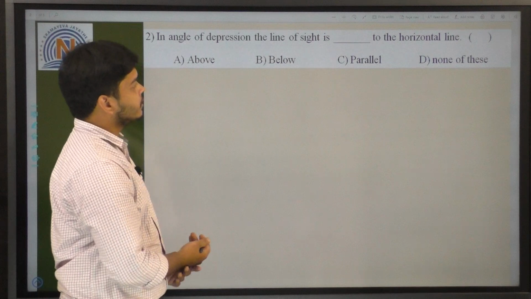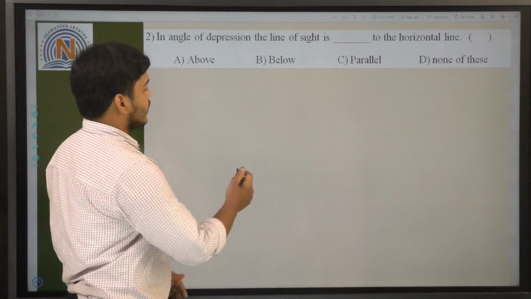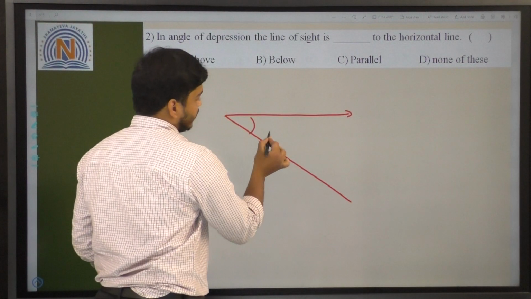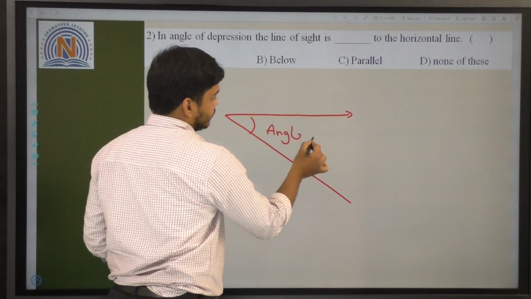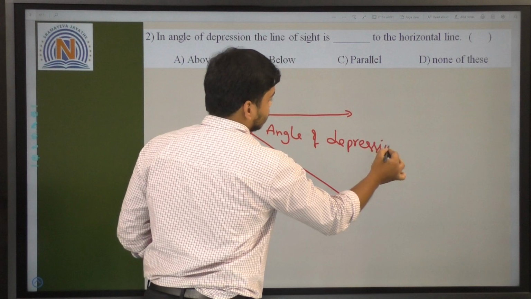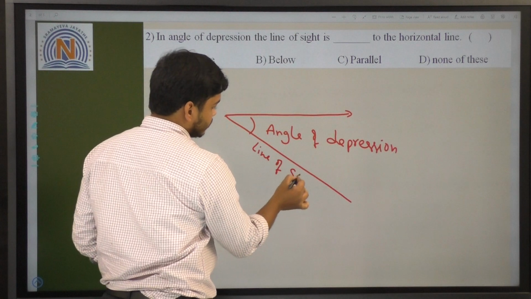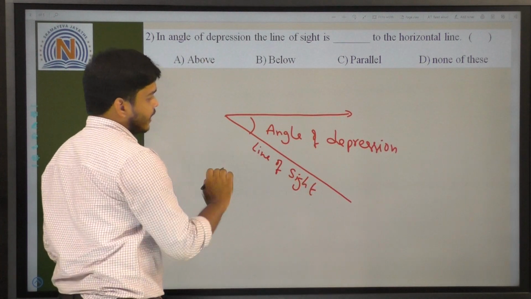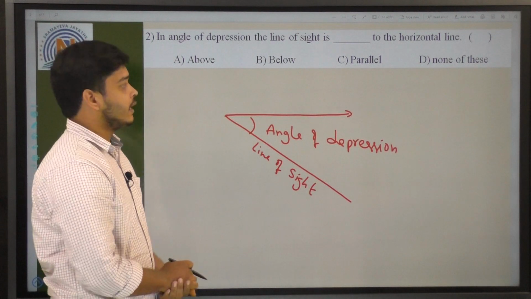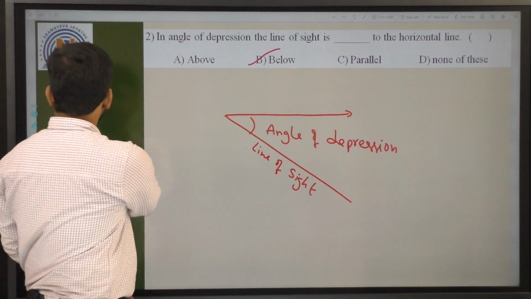In angle of depression, the line of sight is compared to the horizontal line. So this is the angle of depression, and this is the line of sight. In this case, in angle of depression, the line of sight is below the horizontal line. So, below the horizontal line. Now the next one.